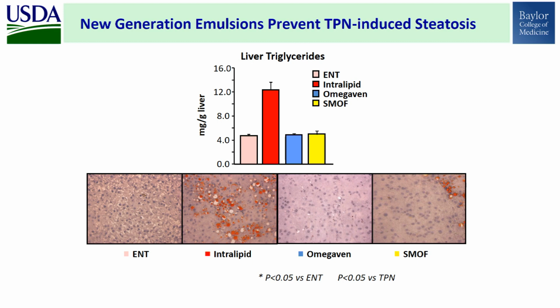On the top here, you can see the liver triglyceride chemical composition, which is elevated almost 3-fold with intralipid, and this is prevented with either Omegaven or SMOF. And on the bottom, you can see Oil Red O staining that gives qualitative evidence of steatosis with intralipid.